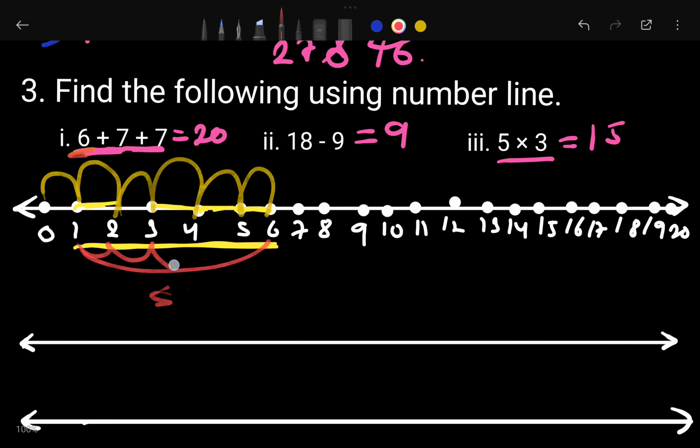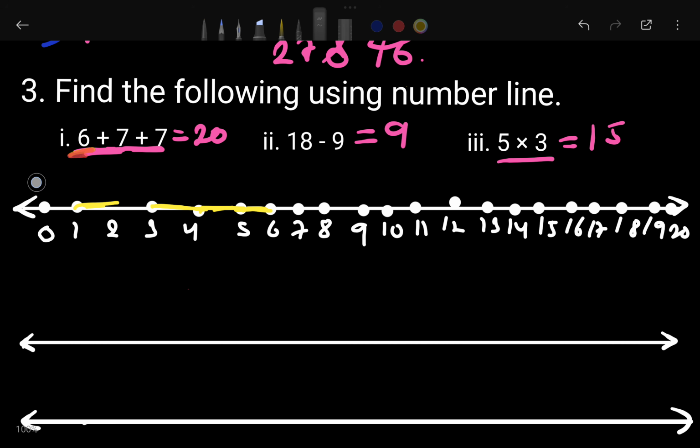You can see 1, 2, 3, 4 and 5. So if you start from the 0, this is 1, this is 2, this is 3, this is 4, this is 5, this is 6. Always start from the 0. In a number line, whenever you try to represent a number, always start from the 0.